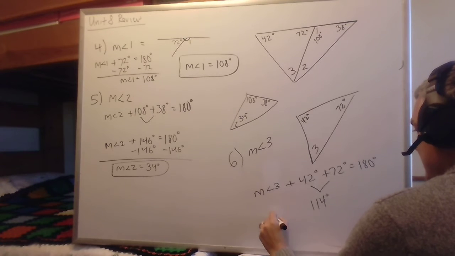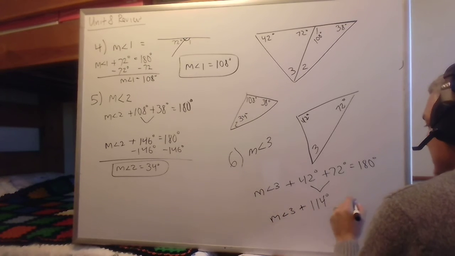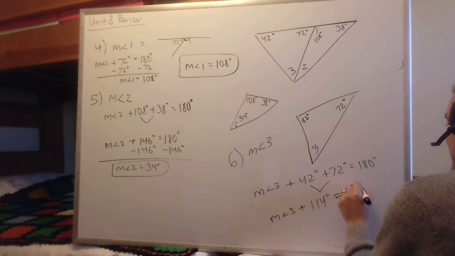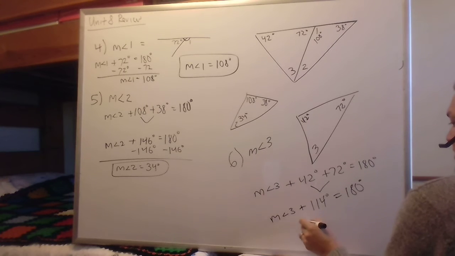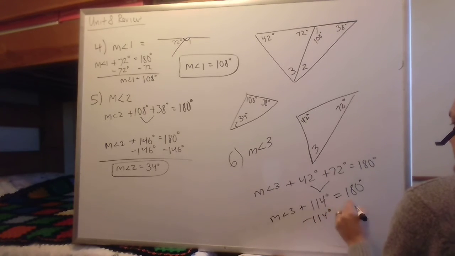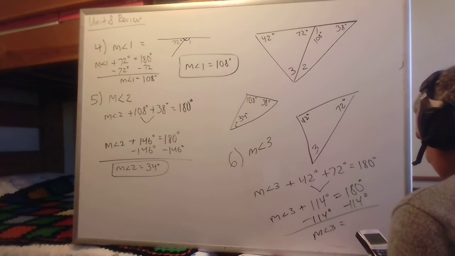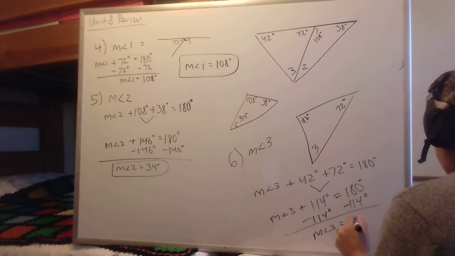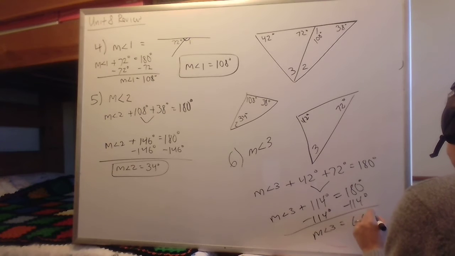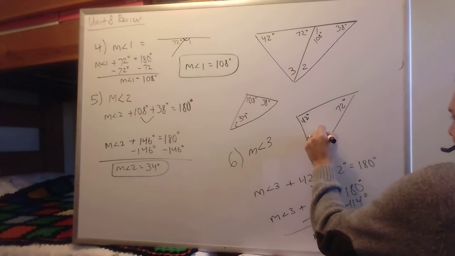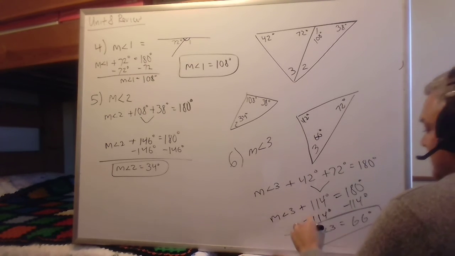So we have the measurement of angle 3 plus 114 degrees equals 180 degrees. We're going to subtract 114 degrees from both sides, or from 180, to get the measurement of angle 3. That's going to be 180 minus 114, which is 66 degrees. So angle 3 equals 66 degrees.